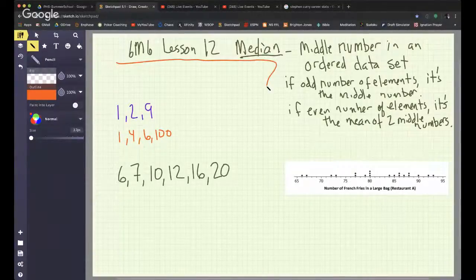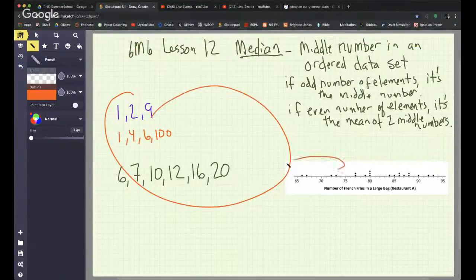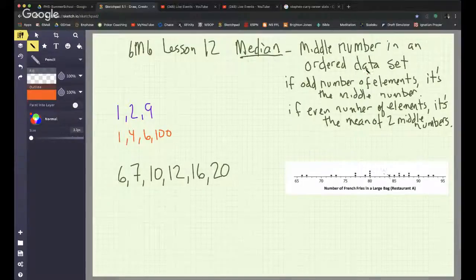So let's start off with the definition of median. Let's just look right up here at all this stuff. We're not going to ignore the examples down here, we'll get to those in a second. So the median is the middle number in an ordered data set. Realize if the data set is not ordered, we can't find the median very easily.